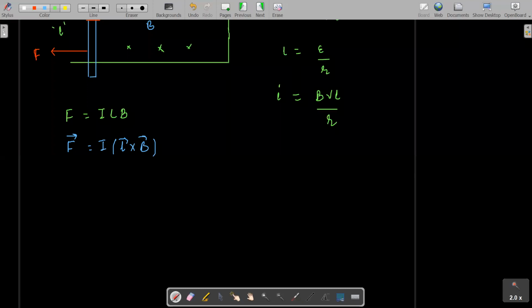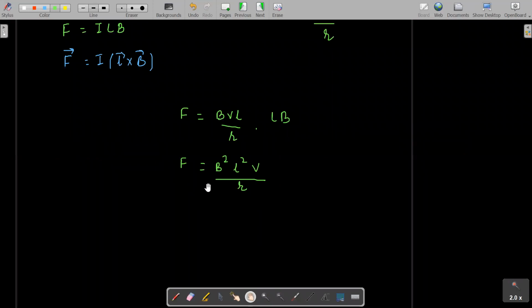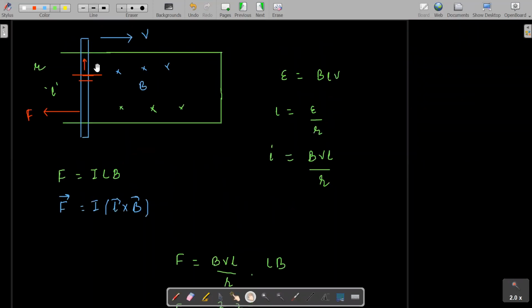F is equal to I into L into B. I have to put the value of I here. The value of force here will be equal to BVL over R into L into B, so L into B. The value of force will now be B square L square V divided by R. This will be the value of force acting on this rod.